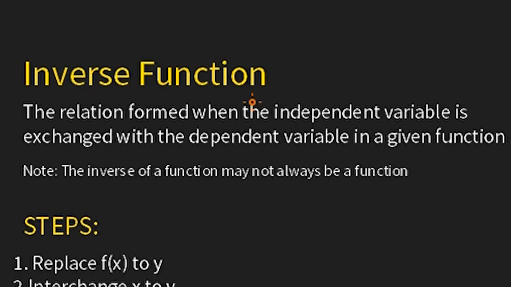Today, let's tackle inverse function. But first, let us define inverse function. Inverse function is the relation formed when the independent variable is exchanged with the dependent variable in a given function. To put it simply, the independent variable, which is the horizontal line or the x-axis, and the dependent variable, which is the vertical line or the y-axis, are interchanged, then that is an inverse function. Note, the inverse of a function may not always be a function.